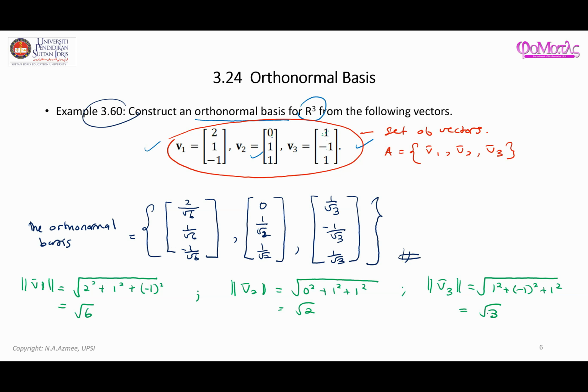It is very easy. What we need to do is just use the set of these vectors here, which are already orthogonal, and divide each by its magnitude, then you will get the new set which is orthonormal. I think that's all for now.